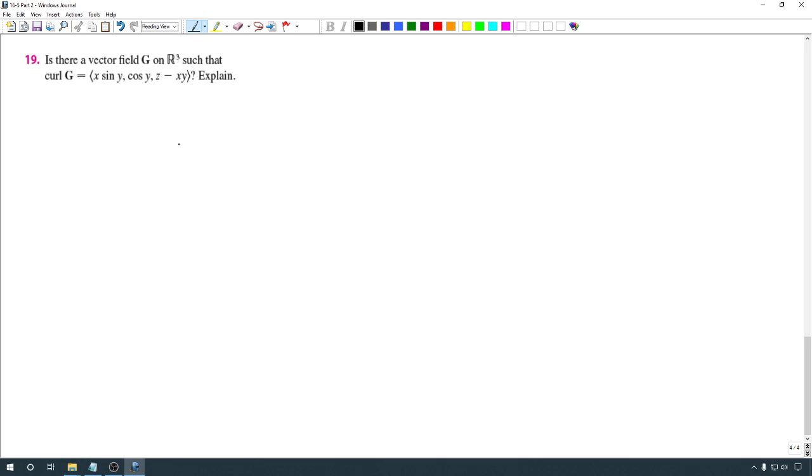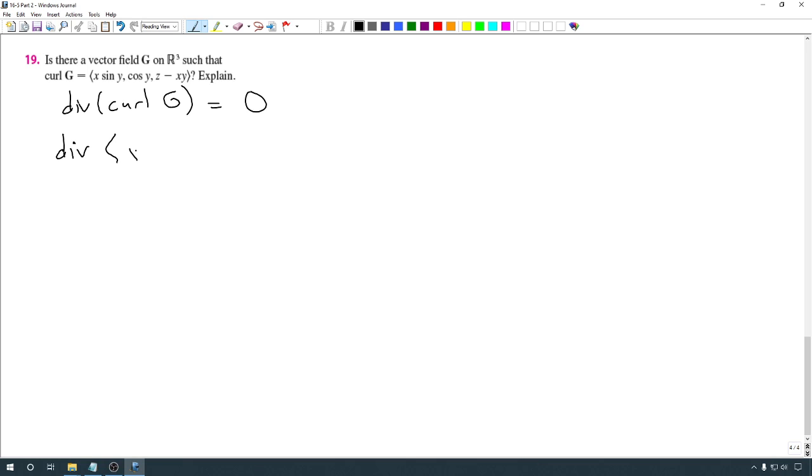Now note that we don't have to necessarily seek out G itself. Recall from the last page that the divergence of the curl of G is going to have to equal 0 for any G that we were to plug into it. So if this G actually exists, then the divergence of this vector field has to equal 0. So let's take the divergence of this.